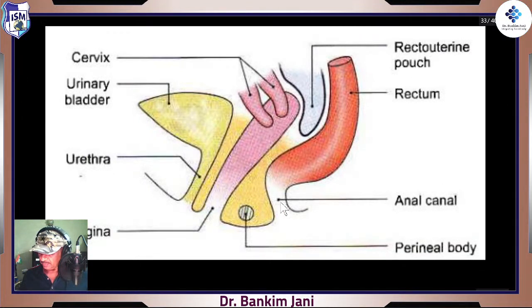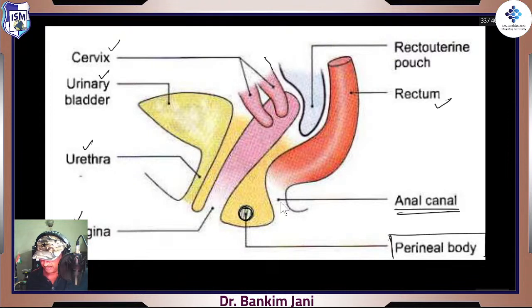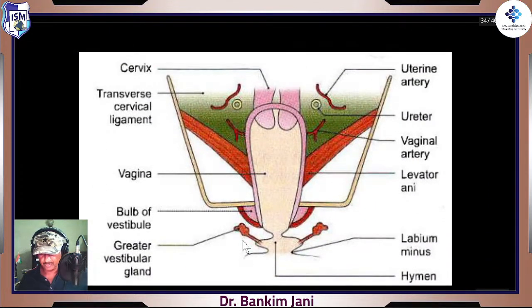Got it? So easy. That's the rectum, this one is the vagina, that's the urethra, this one is the urinary bladder, and as it proceeds, here there would be the uterus, and this is the cervix. Over here, that's the anal canal, and in between, the most important is the perineal body, right? So these are the related structures, just to see it with some more clarity.